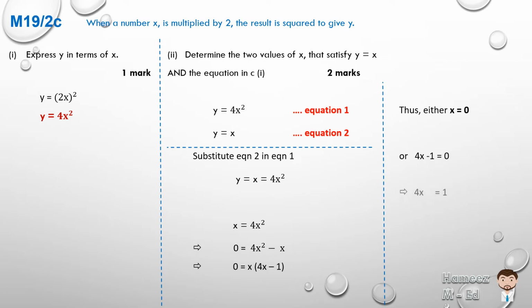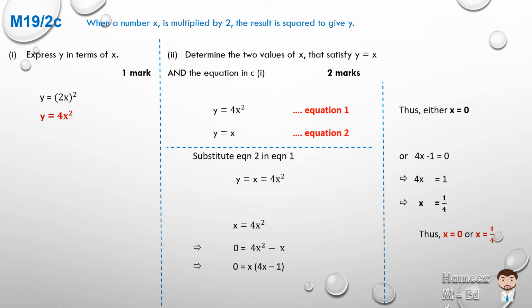And we could carry it across. 4x is equal to 1. So x is equal to 1 over 4, or a quarter. As such, the question asks us to determine the two values of x that satisfy these two equations, and they are when x is equal to 0 or when x is equal to 1/4.